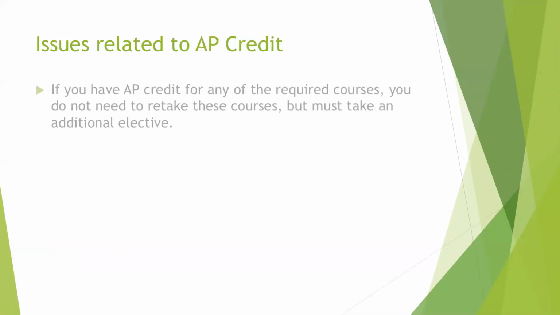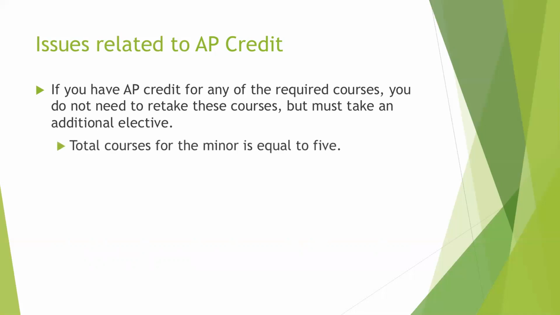In terms of AP credit, if you have AP credit for any of the required courses in the minor, you don't need to retake these classes, but you must take an additional elective to replace them. And again, as mentioned in the previous slide, it's just got to be the case that the total number of courses for the minor is equal to 5.